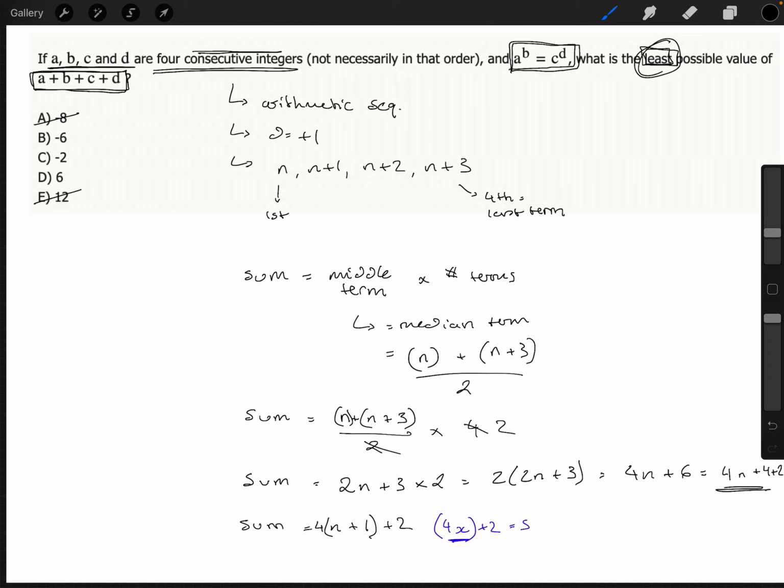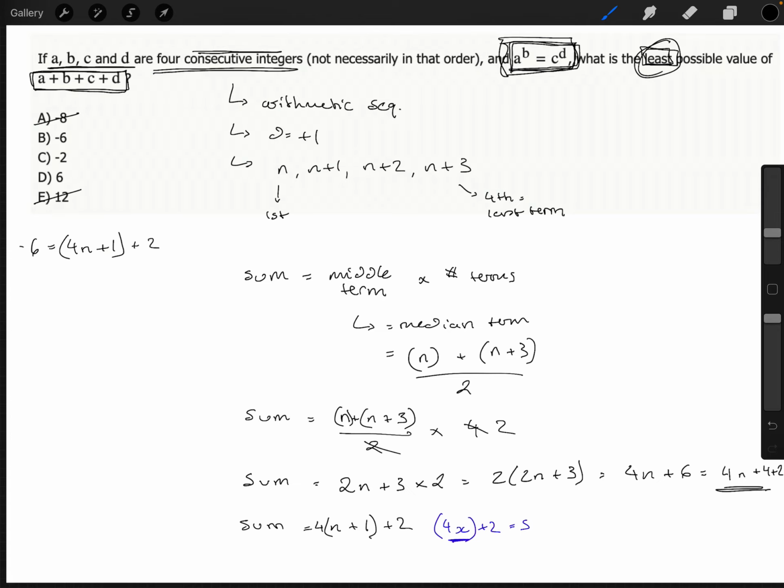Because if you rewrote that, I'm going to write this in blue so we don't get confused, that's basically saying 4x plus 2. That's basically the sum. So that means a multiple of 4 plus 2 is the sum. What can we do immediately? We can immediately get rid of 8 and we can get rid of 12, because those are just multiples of 4. So those won't fit this formula, so we can already eliminate those.